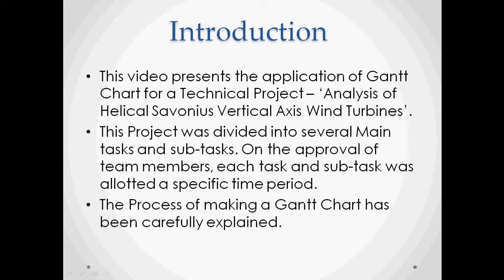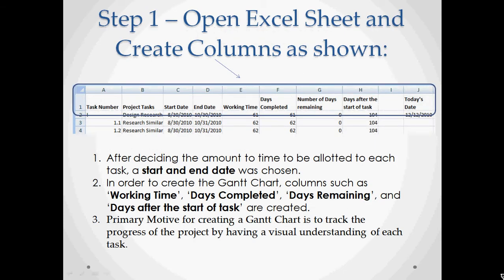Now let's look at the process of making a Gantt chart. Step 1. The first step to create a Gantt chart would be to open an Excel sheet and create columns as shown. Here we are required to create 8 columns, the first 4 of which represent the input data that is known to us, while the later 4 represent the data required to create the Gantt chart. In order to create the Gantt chart, the later 4 columns would be working time, days completed, number of days remaining, and days after the start of task.